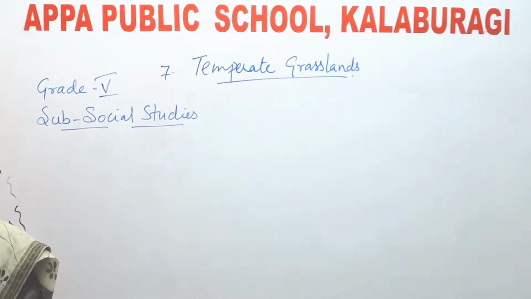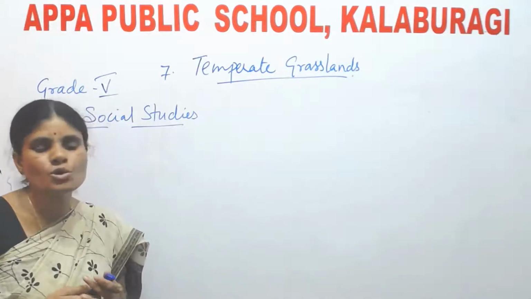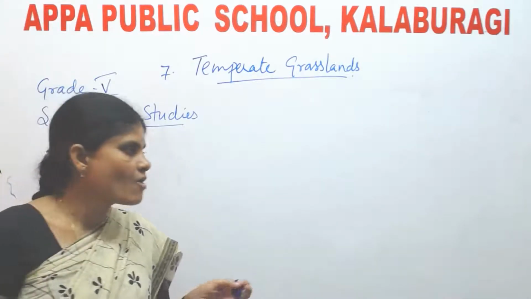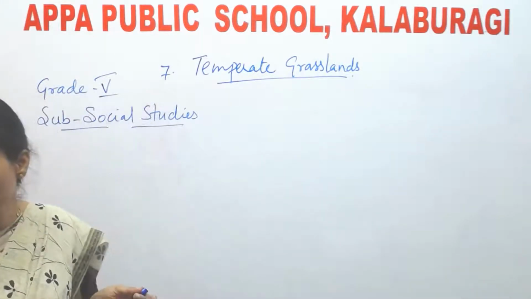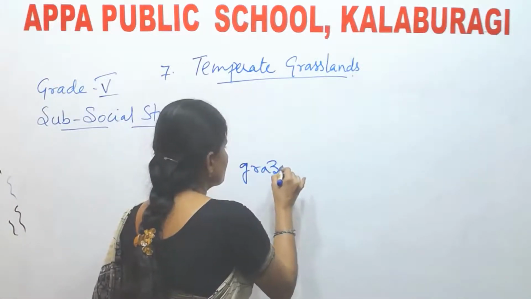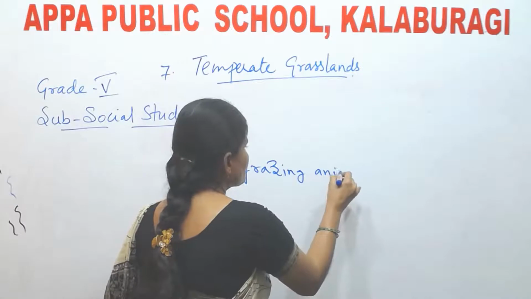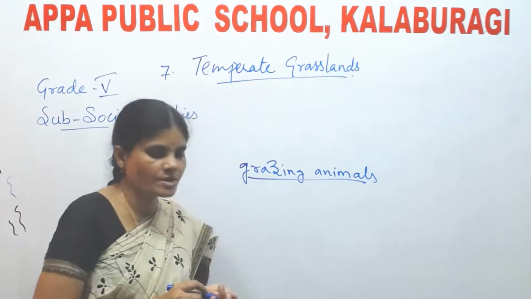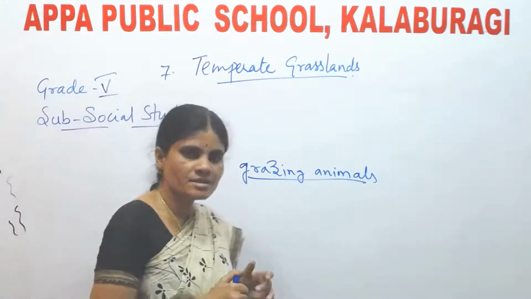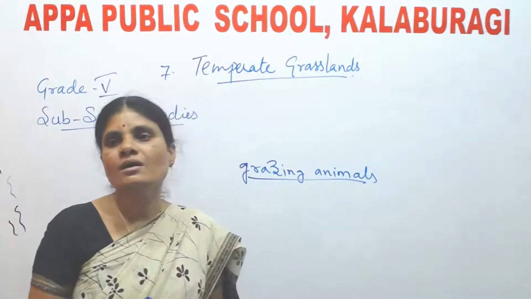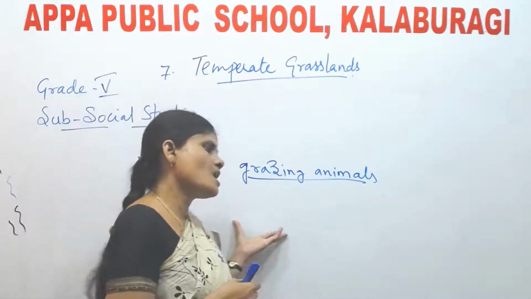Next, the grasslands in the temperate zones are inhabited by a variety of grazing animals and rodents. See, the temperate grasslands have a variety of grazing animals. What are grazing animals? Grazing animals are nothing but cattle. What are cattle? Cows, buffalo, sheep, goat. All these are grazing animals.